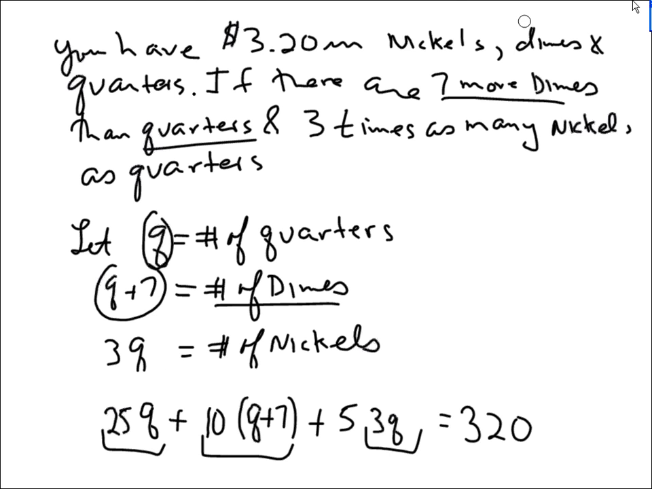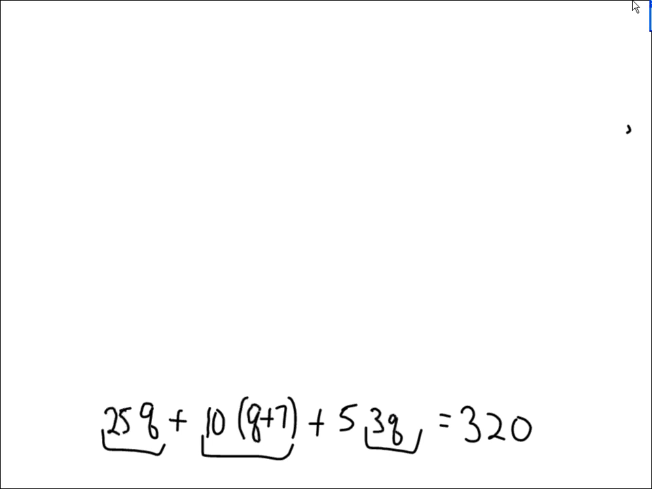Just like before, we took the number of pounds and we multiplied it by its weight. That is the price per pound. Now we're taking the number of dimes and quarters and nickels and multiplying it by its value. And multiplying the number of quarters by 25, the number of dimes by 10, the number of nickels by 5.